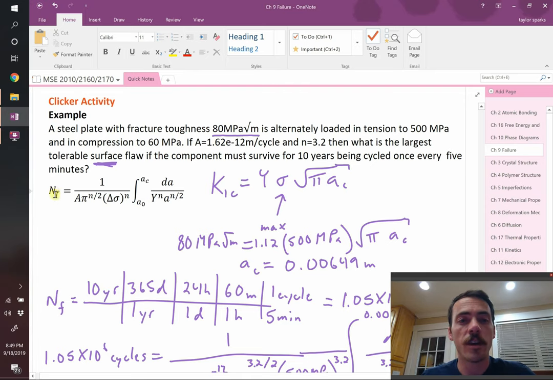Or I could say it survives this many cycles, it went from this size to that size, what was the fracture toughness? And you could figure out the fracture toughness just by plugging in the largest flaw size here, right? Maybe I could ask you to solve for what the stress range must have been to cause this thing to break when it did. So lots of different ways to ask questions about this.